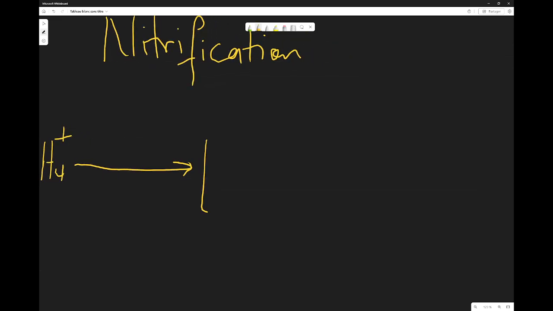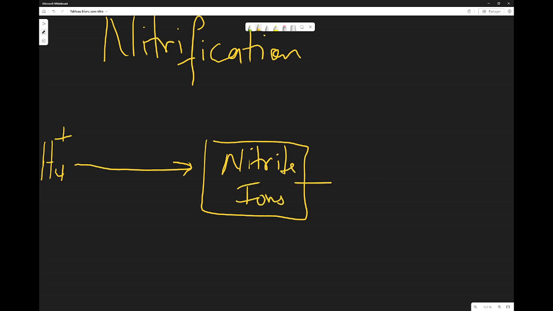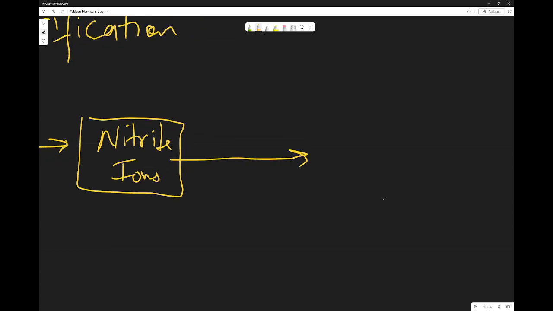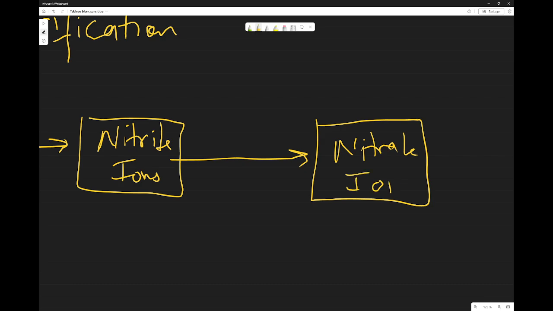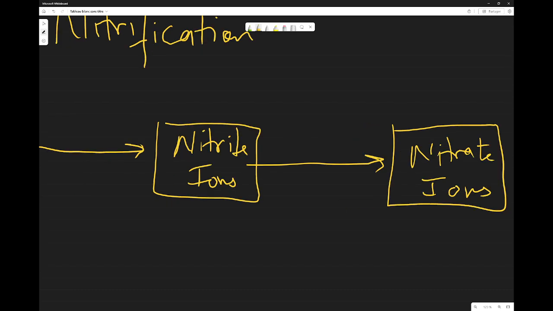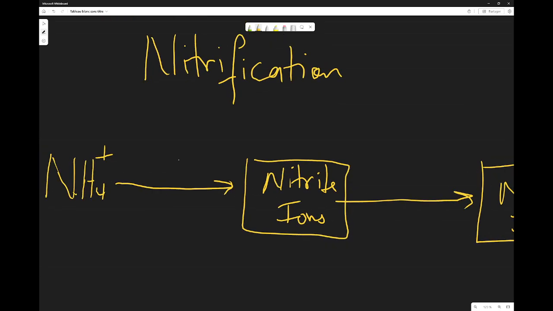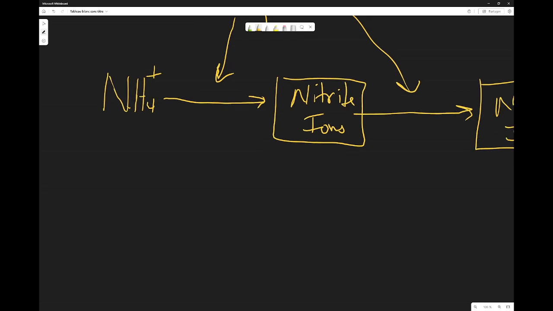So we tend to have some nitrite ions, and then we would have some nitrate ions. Right? So what we need to know is that nitrification occurs here and here. So nitrification occurs in both of these areas. Now, overall, nitrification is really described as the oxidation of ammonium compounds to nitrites and nitrates.